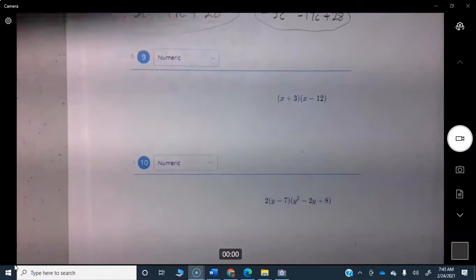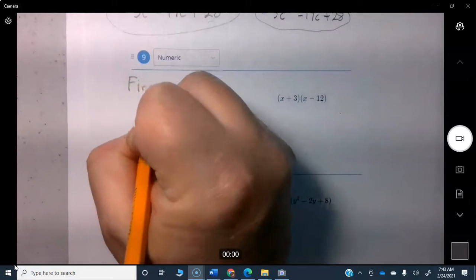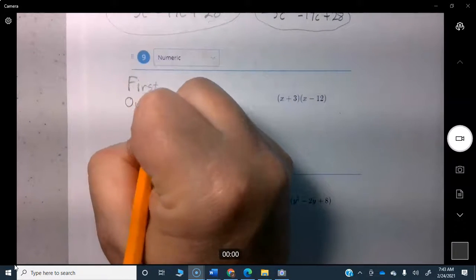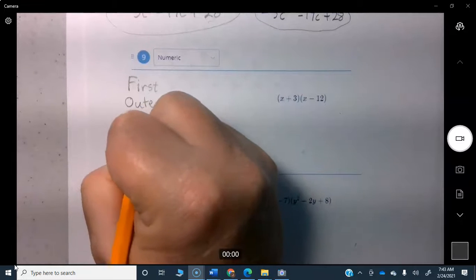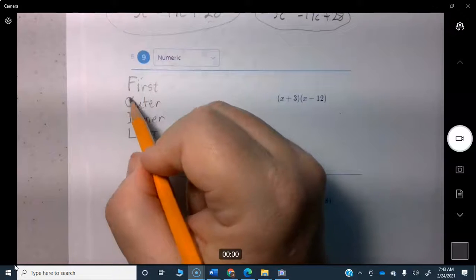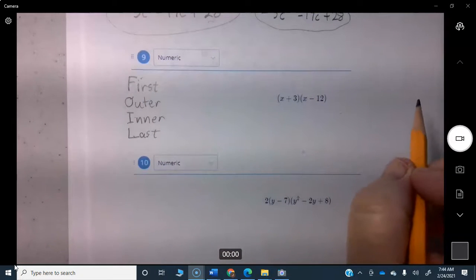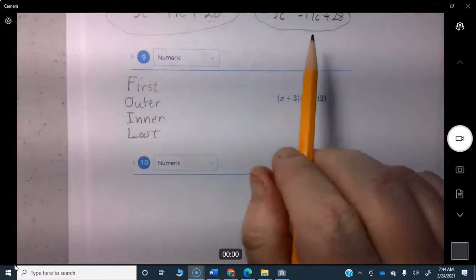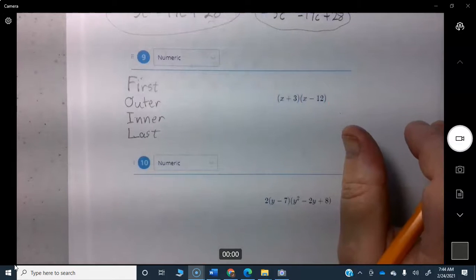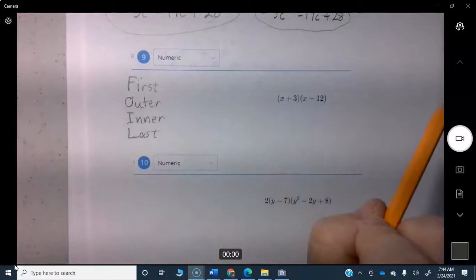Okay, this is a FOIL problem. FOIL stands for first, outer, inner, and last. FOIL, FOIL. What you do, and you do use this with binomials. You can use it with the multiplication we did earlier with two trinomials, two polynomials. That's messy to do it that way, so I recommend that one you do with a grid. This one's simple enough you don't have to use the grid.